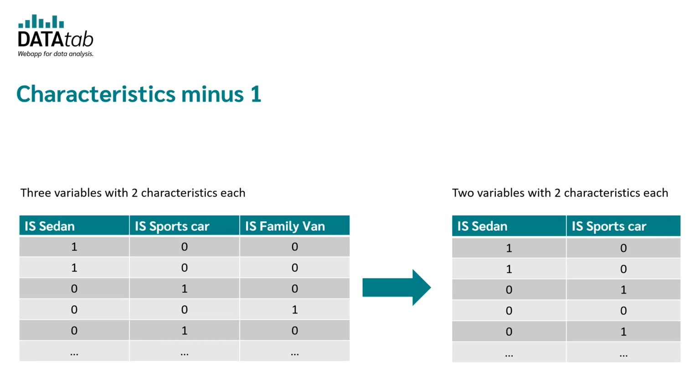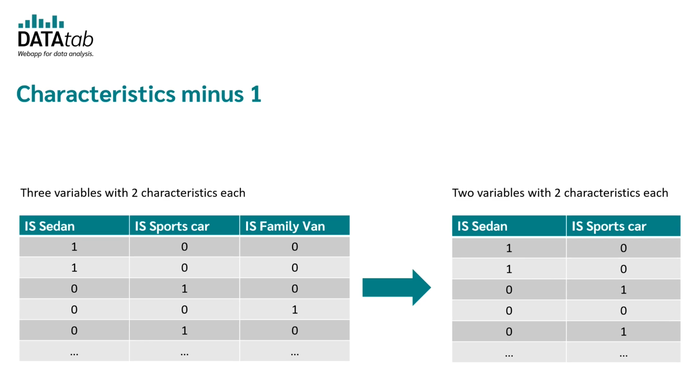Now there's still one important thing to note. The number of dummy variables formed is always the number of characteristics minus 1. With these two variables, we have the whole information and we do not need a third variable. If we know that sedan is 1, we also know that family van is 0. And if we know that sedan is 0 and sports car is 0, we know that family van is 1.